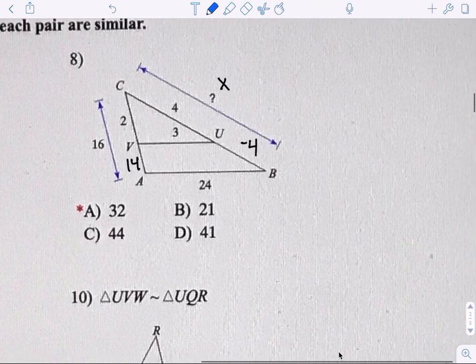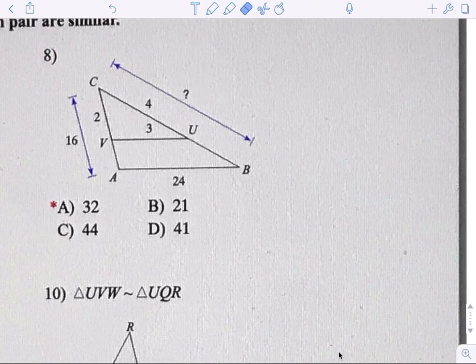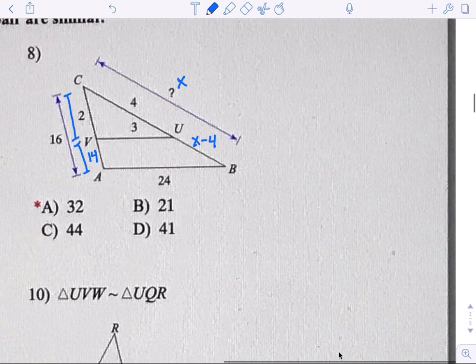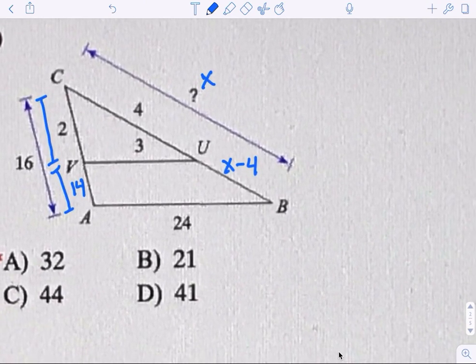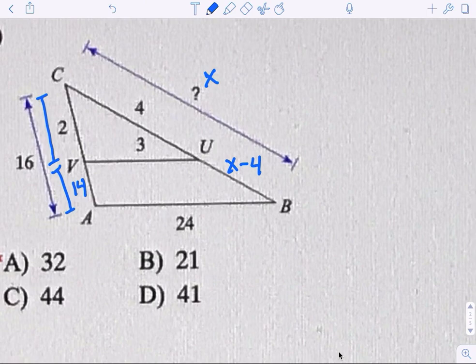Moving along. Okay, for 8. Now, if you know that this amount is 2, that means this amount must be 16 minus 2, which is 14. So let's label this whole side x. If that whole length is x, and this is 4, then that means this part is the whole minus the part, which is x minus 4. And now we can set up a proportion. There's many ways you can set up the proportion, but I will choose one way. I will do x minus 4 over x is equal to 2 over 14.